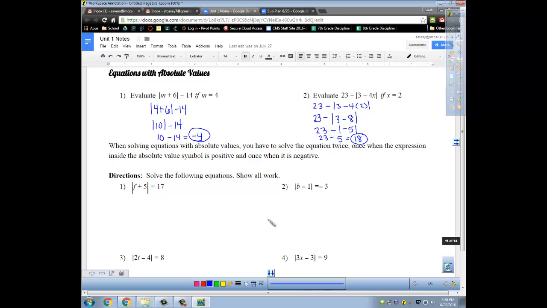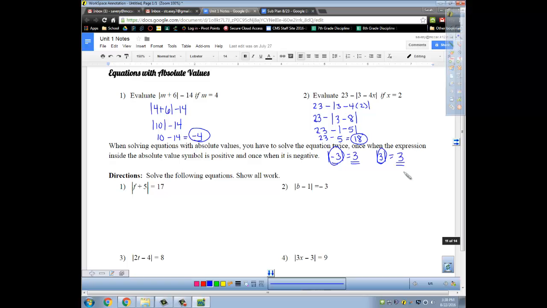Okay, the next part is kind of weird. We're going to be solving actual equations that have absolute value signs in them. And we will actually solve it twice. The reason for that is because let's say we have the absolute value of negative 3. We know the absolute value of negative 3 is 3. But let's say I had the absolute value of positive 3. That's still 3. So notice I can have a negative on the inside or a positive on the inside, and it's still going to give me the same answer of 3.